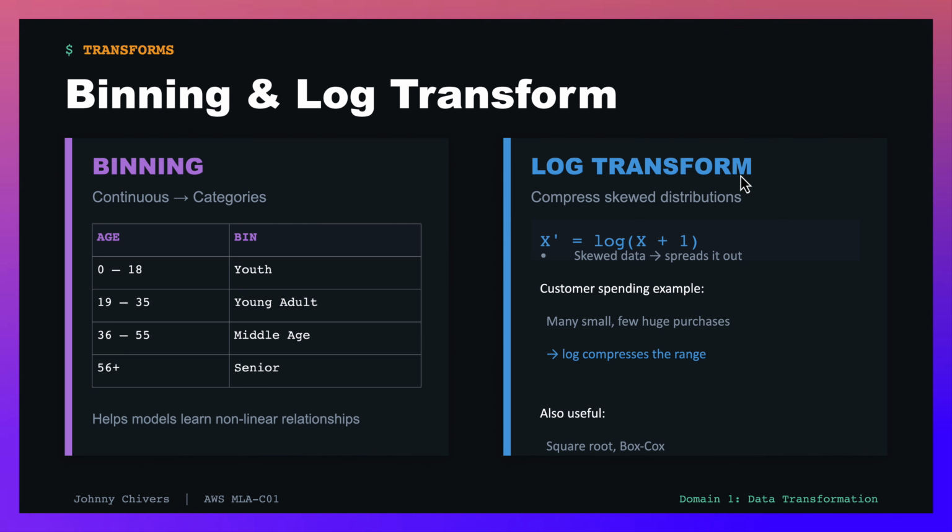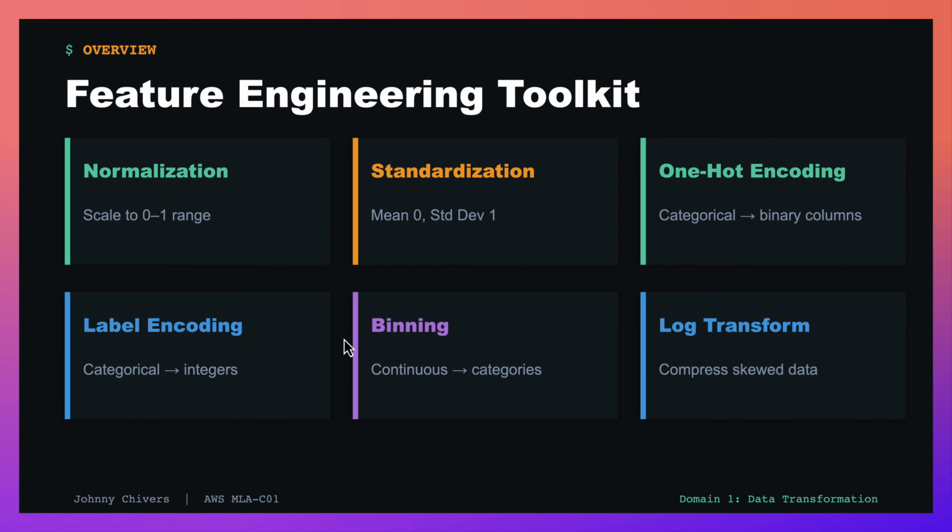Log transformation, a bit more sparse, but it's important to know what it is. And then these are your feature engineering toolkits. So these are the things you'll need to know. Normalization, as we talked about at the start, is where you bring things onto a scale of 0 to 1 from whatever range it is. Standardization is where you take the mean and then you take the standard deviation from the mean.